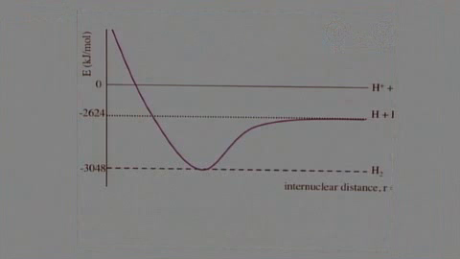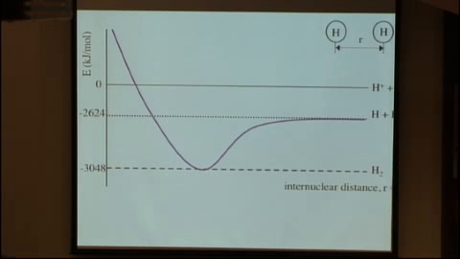So if we look at this graph where what we're charting is the internuclear distance, so the distance between these two hydrogen atoms as a function of energy, what we are going to see is a curve that looks like this. This is the general curve that you'll see for any covalent bond, and we'll explain where that comes from in a minute.